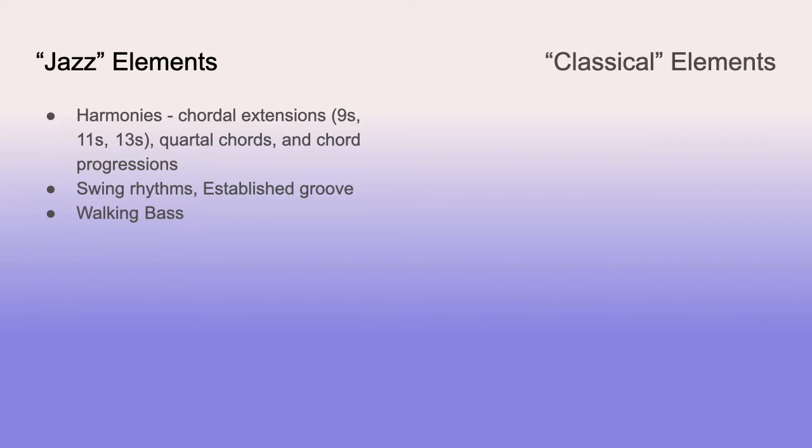Now, the first of these parameters is harmonic language. Jazz, of course, utilizes traditional Western harmonies and keys. However, jazz is probably more concerned with the extensions of the chords, the sevenths, ninths, elevenths, thirteenths, and so forth. In the classical world, we call those same extensions tertiary chords.